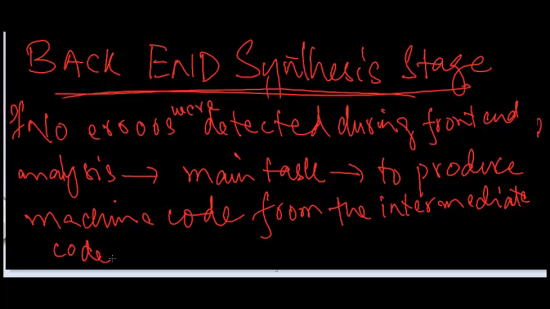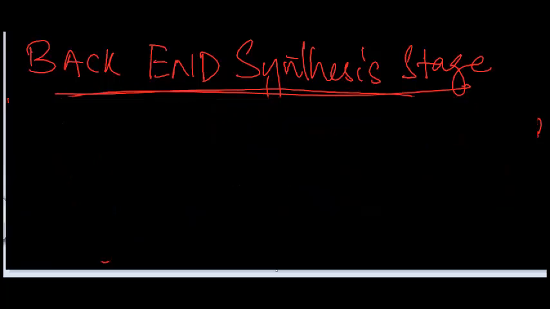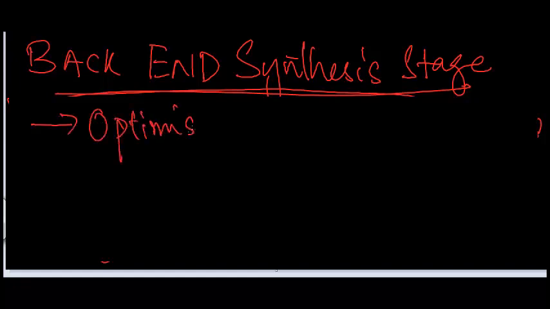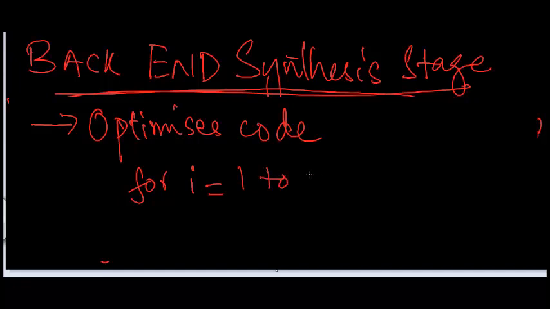Now an additional step that might be required after machine code generation or during this is that this machine code may need to be optimized. So back end synthesis stage also optimizes code. Let's take a look at an example. Let's say we have a for loop, right? So something like this. I'm just trying to explain what code optimization means. So we are saying for I is equal to 1 to 10, and this is where we are saying end for, right?